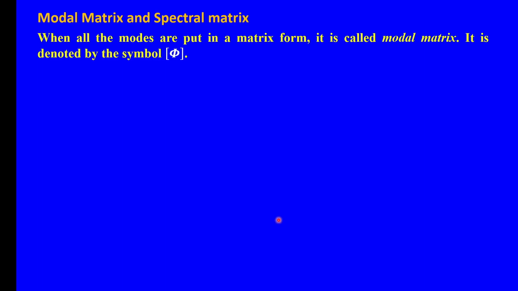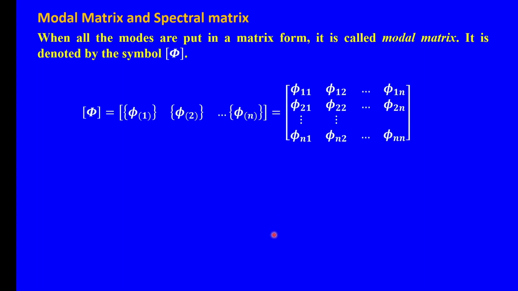Now there is the concept of modal matrix and spectral matrix. When all the modes are put in a matrix form, you remember, phi 1 is the first mode, phi 2 is the second mode. All these modal vectors, if we put them in a sequential format in a matrix, then it is called the modal matrix and is given by capital phi. So capital phi equals the first mode, then the second mode, then the nth mode in a matrix format.